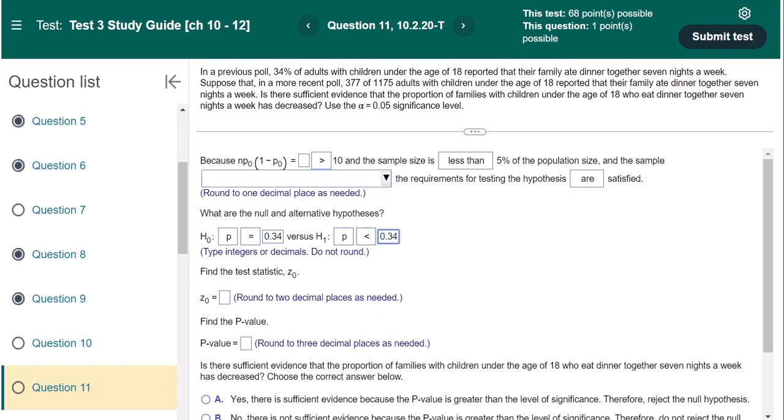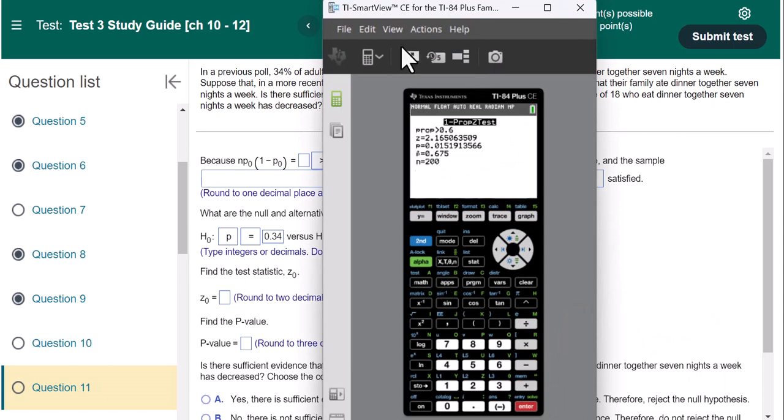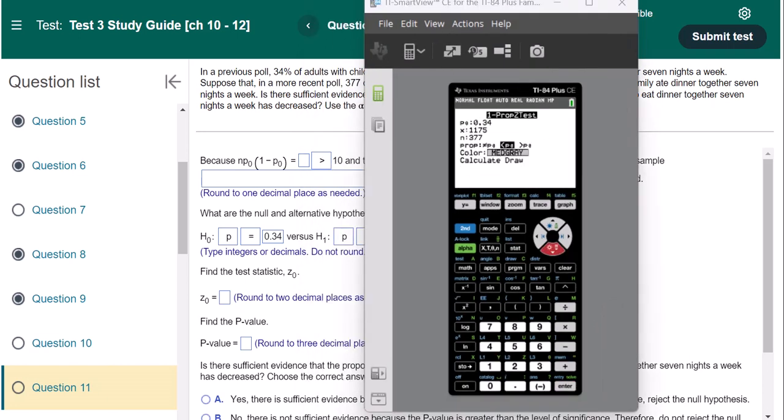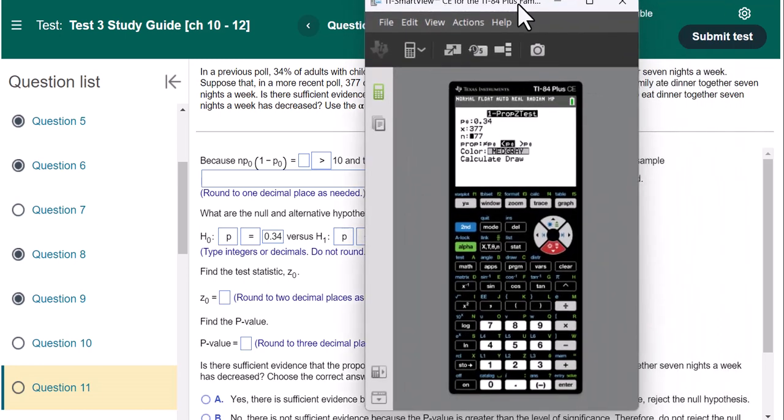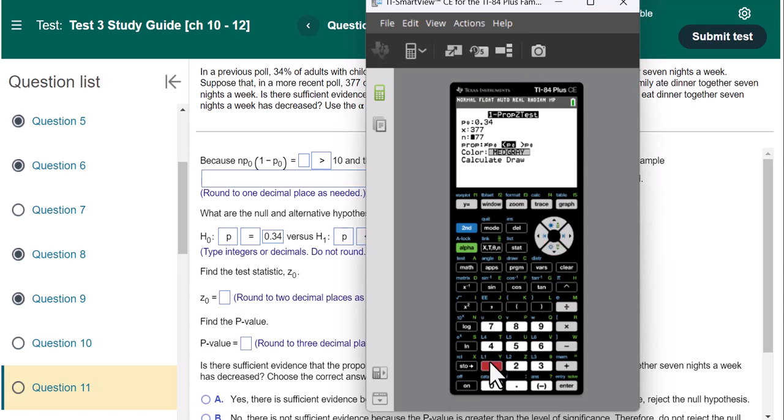Okay, how do you perform the test? I'm going to show you the calculator. So you go to 1-prop z test, p0 is 0.34, you put the value of x. Well, actually, I made a mistake here. x is 377, and n is the larger number. Otherwise, the calculator will not process this. 1175. And then we need the less than sign, and then hit calculate.